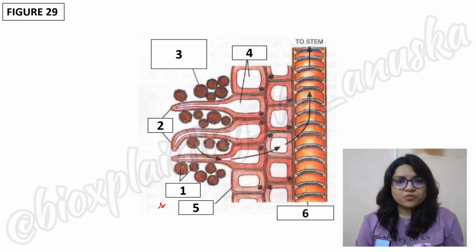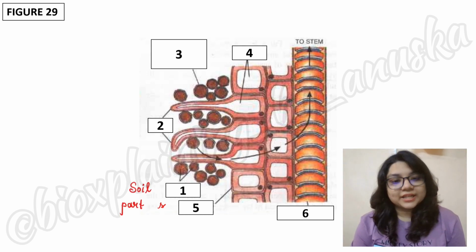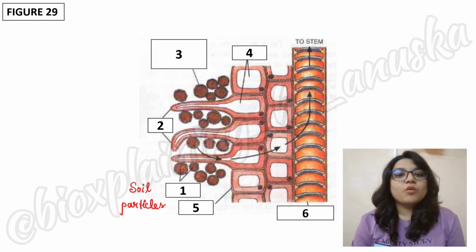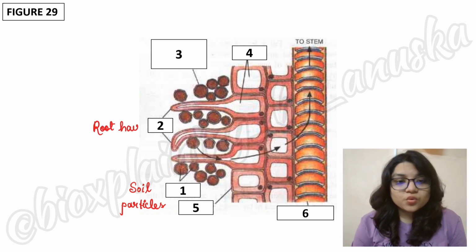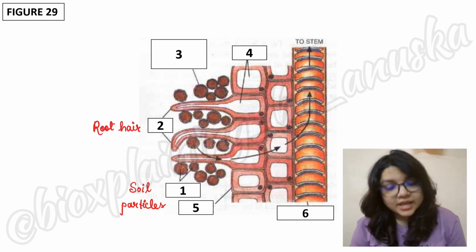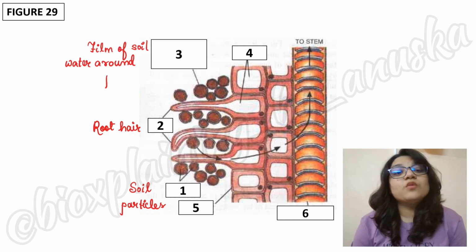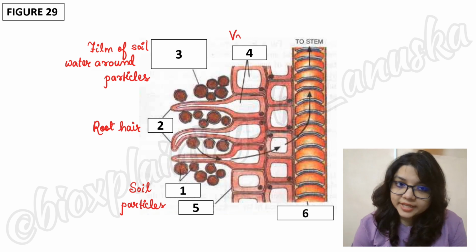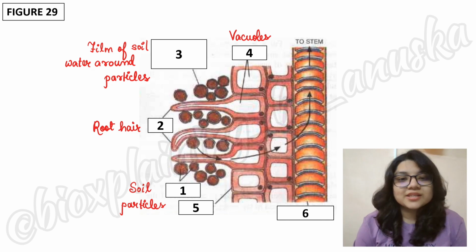Okay, so this is again water entry. Part 1 refers to your soil particles, right? Then what is your part 2? Easy, we've already done. This is your root hair. Next, part 3 is the film of soil water around these particles, and 4 is your vacuoles. 5 refers to the cells from where the root hairs have come out.